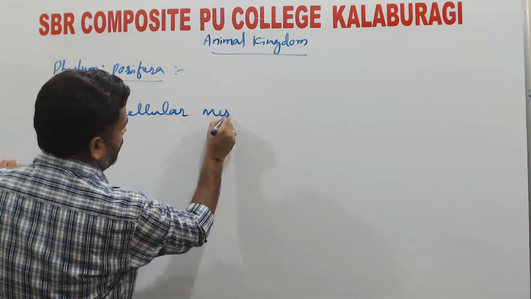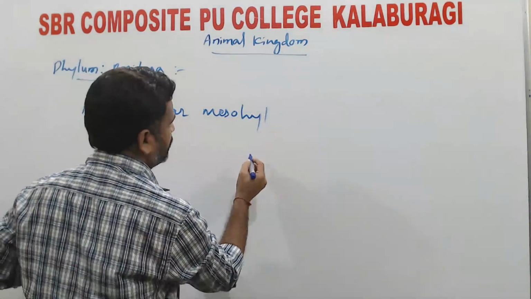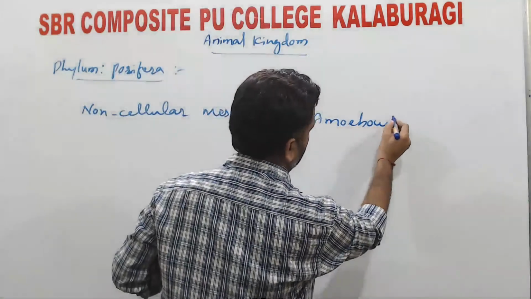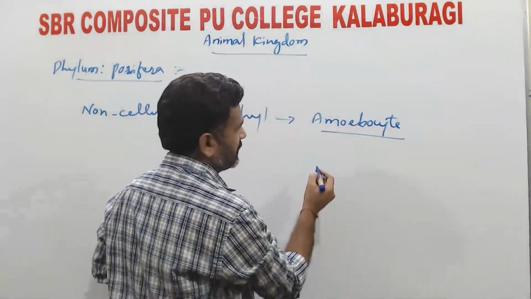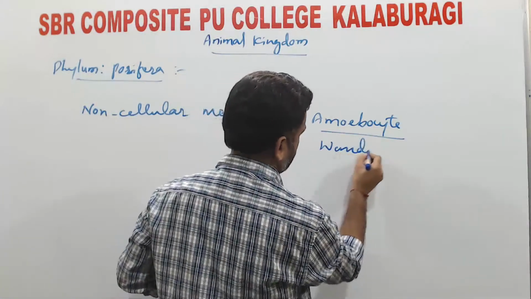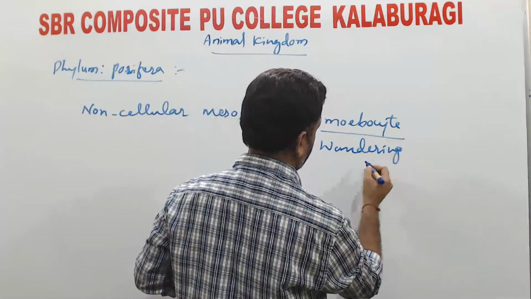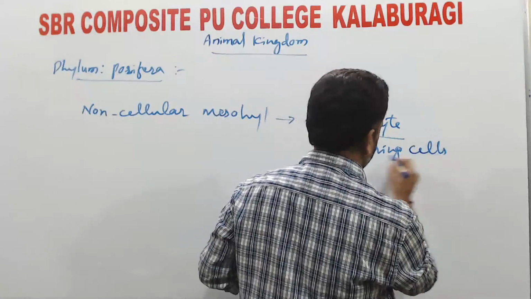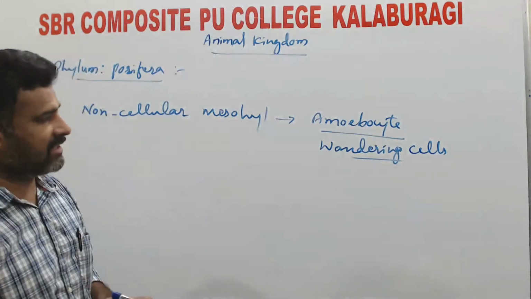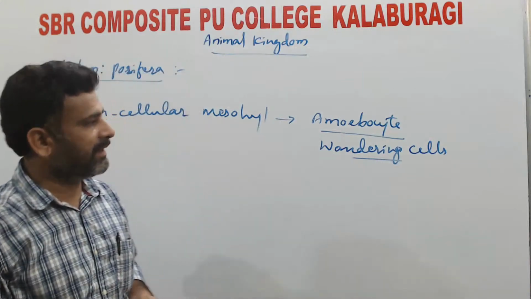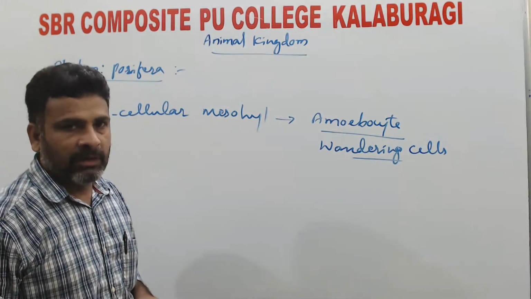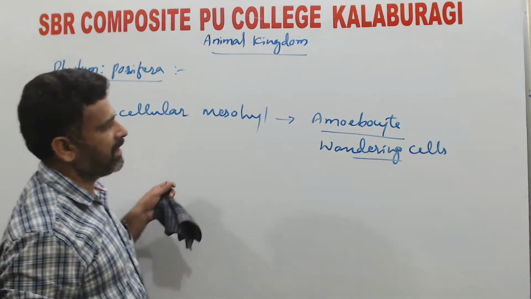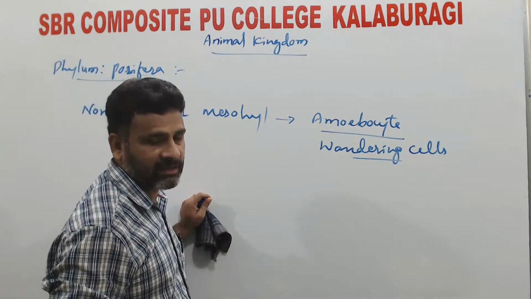The non-cellular mesoglea, or mesohyl layer, mainly possesses one type of cell. These cells are called amoebocyte cells, also called wandering cells. Why are these referred to as wandering cells? Because they consistently change their shape as well as their size. That's why they are called wandering cells. These are the cells found in the non-cellular mesoglea of poriferans.